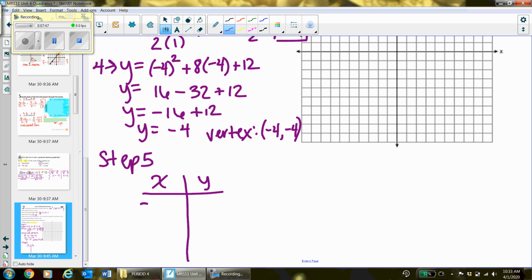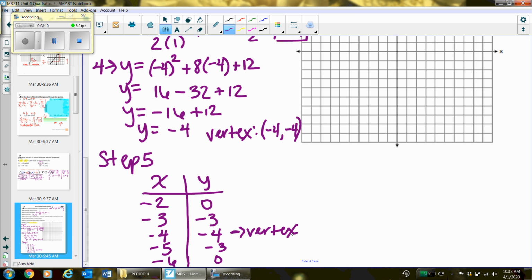So 2 values up will start at negative 2, and the y value will be 0. Then negative 3, y value will be negative 3. Negative 4, y value is negative 4. Negative 5, y value is negative 3. Negative 6, y value is 0. Okay, so these are my 5 values with my vertex at the center.